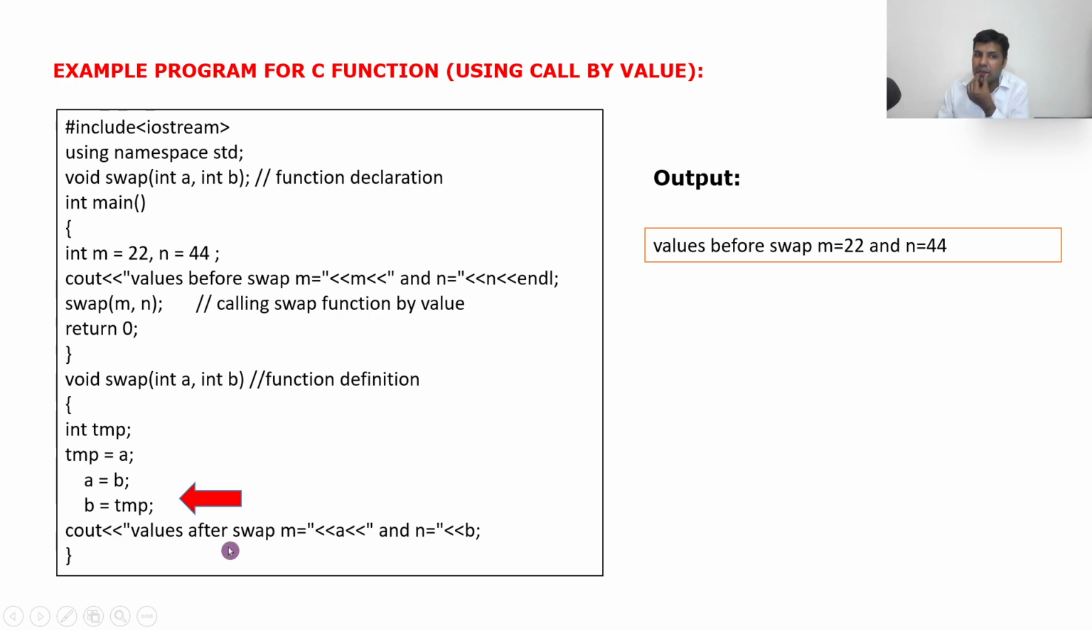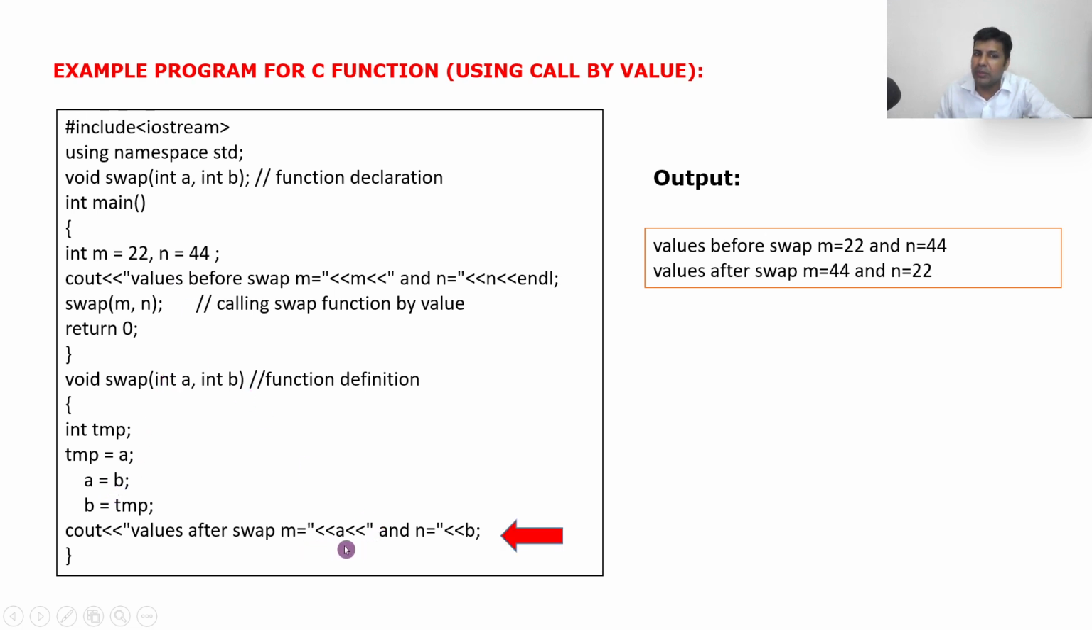So after swapping, what is the m value? See, here m means a and n means b. The value of m is 44 and n is 22. That means I have swapped. Now what we understood is, when I pass the value of m, I am sending the variable as it is. When you pass the value from a variable, it will be stored as it is in a, right?